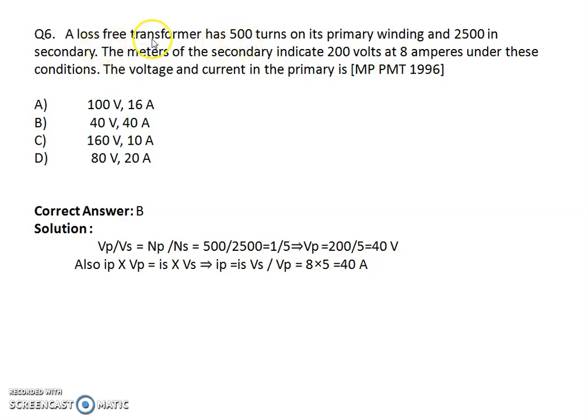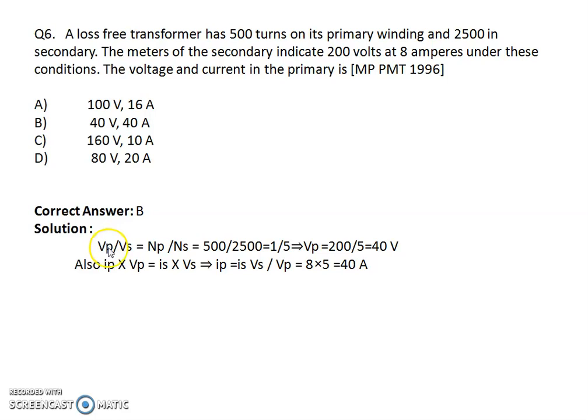It is a transformer which is a loss free transformer, so it is an ideal transformer. There are no I2R losses in the transformer. Then it has 500 turns on its primary, so NP is given. Then 2500 turns in the secondary, so NS is given. Then the meters of the secondary indicate 200 volts and 8 ampere, means VS and IS is given, that is output voltage and output current are given, and you have to find out the input current and input voltage.